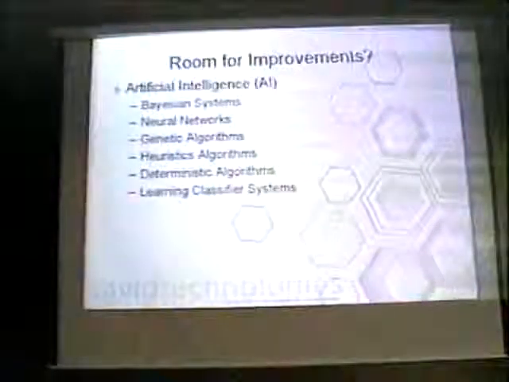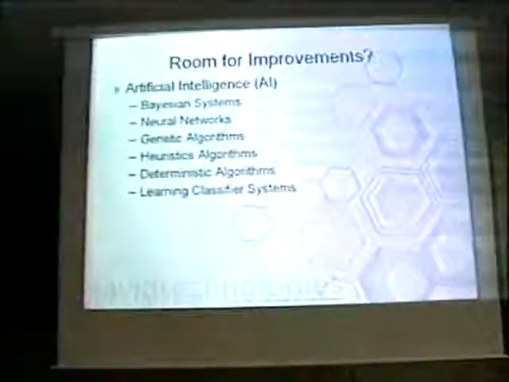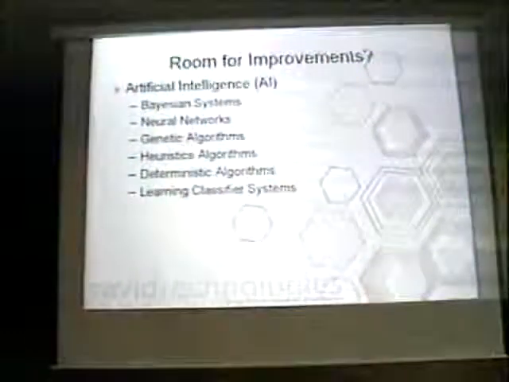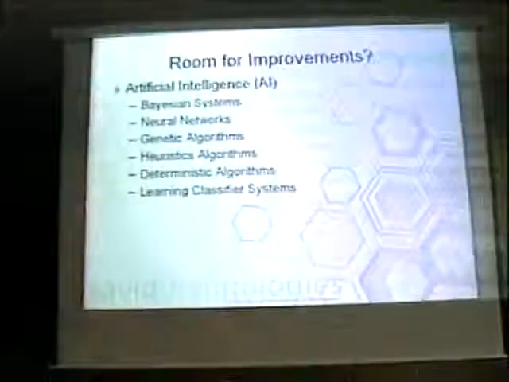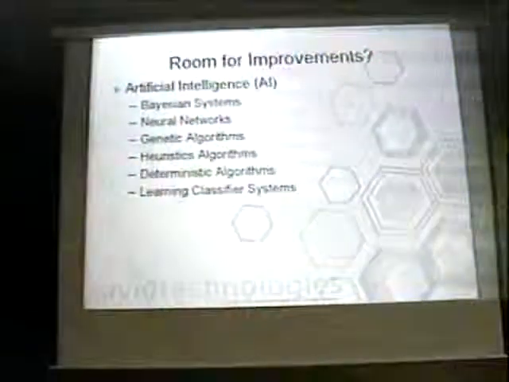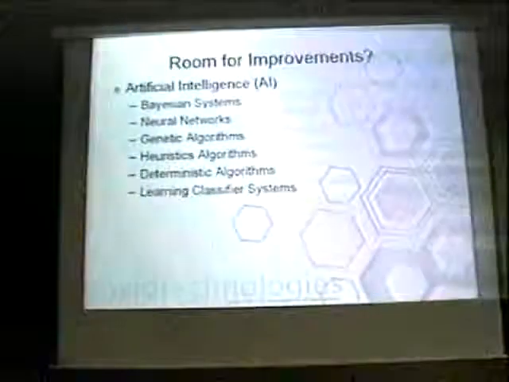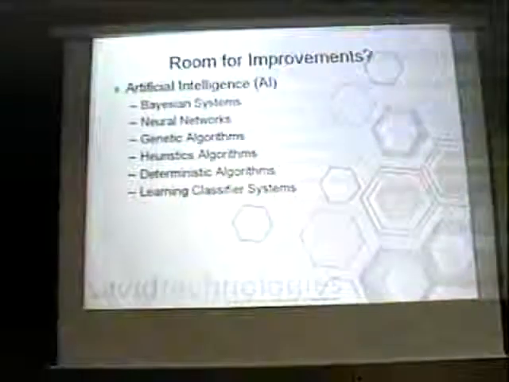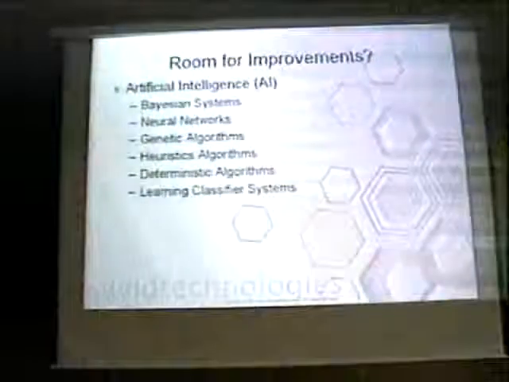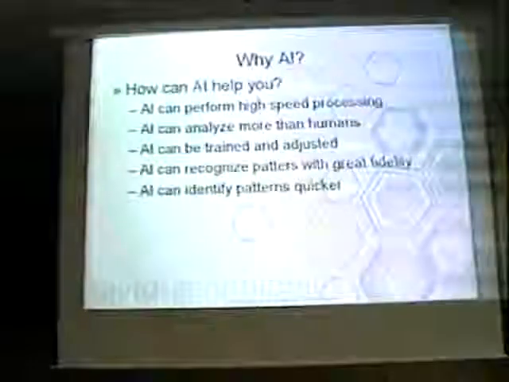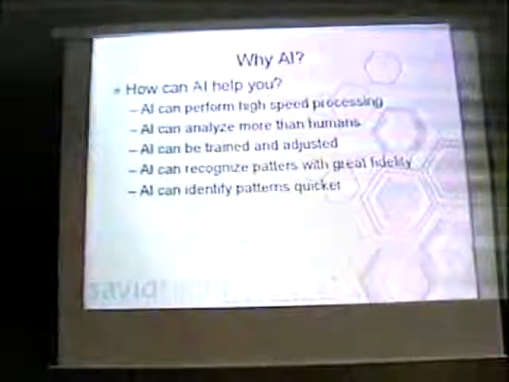So is there room for improvement? We're setting up all these systems, and we're just putting them out there, hoping they work. What can we do to enhance this technology? Bayesian systems, neural networks, genetic algorithms, heuristics, deterministics, and LCSs. We've had the best success with genetic learning classifier systems, heuristics, and deterministics. There's been a lot of good work done on Bayesian systems and neural networks. We just focus on it from a different perspective. How can it help you? High-speed processing. It can sift through a lot of data really, really quick.